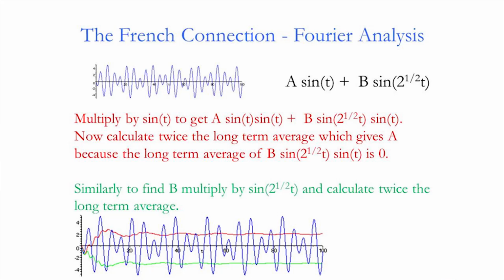You multiply the equation by sine of the square root of 2 times t, and this time it's the A term that averages out to give you 0. And I've written this in red because that's what the red one is down here, and when you do the long-term average, you find it gives you the value 2, and the green one down here, when you multiply by sine of the square root of 2 times t, gives you a value of -3. So the actual values for A and B are A is equal to 2 and B is equal to -3.